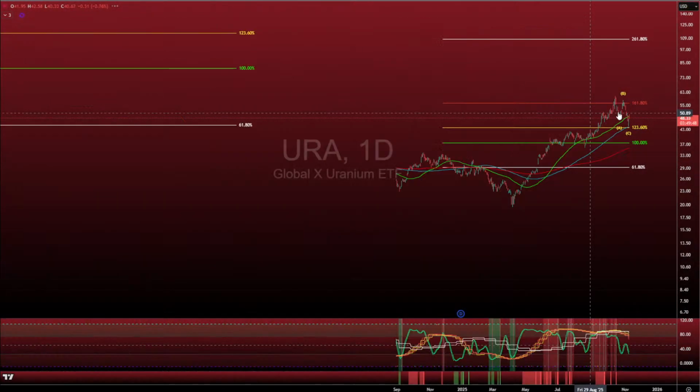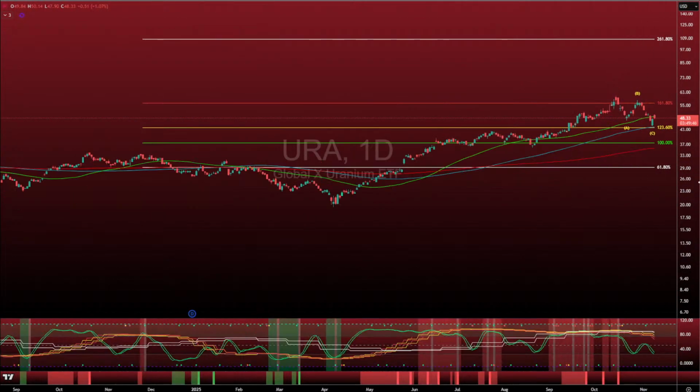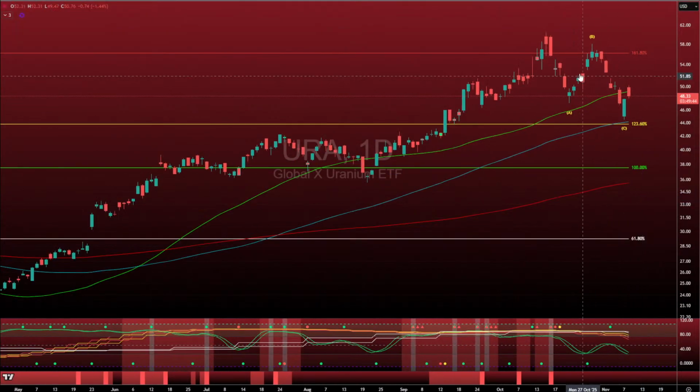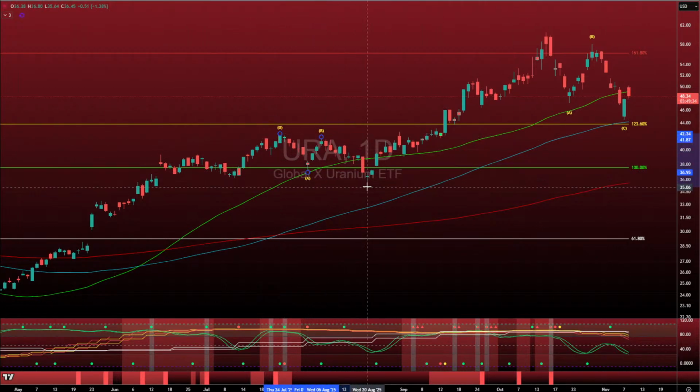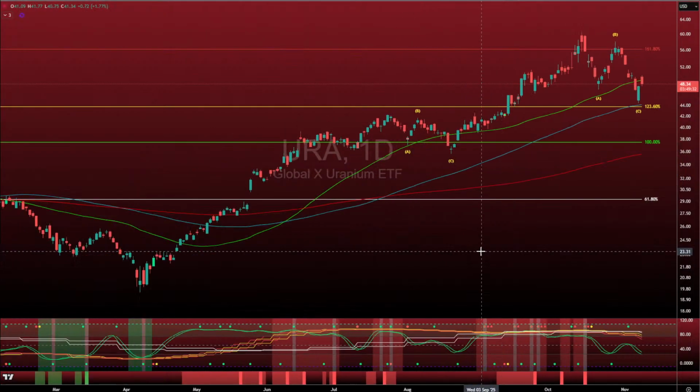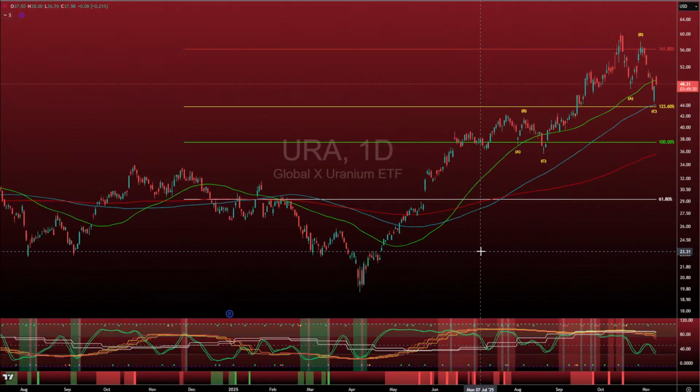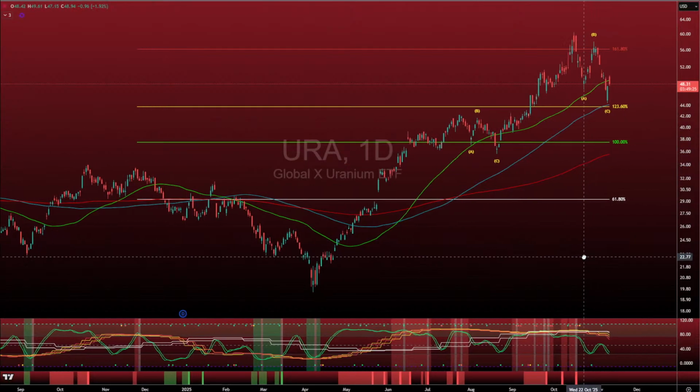But on the daily, honestly, the correction that happened right here looks very clean from an Elliott wave perspective. Nice ABC correction there, just like we saw a nice clean ABC correction right here. So this is something that you should really keep an eye out for, and that will kind of tell you where the next move might be.